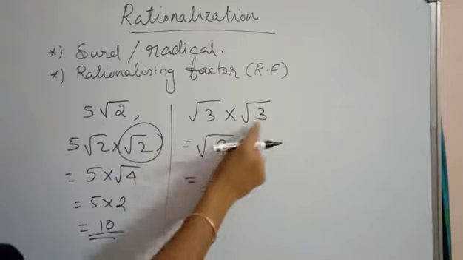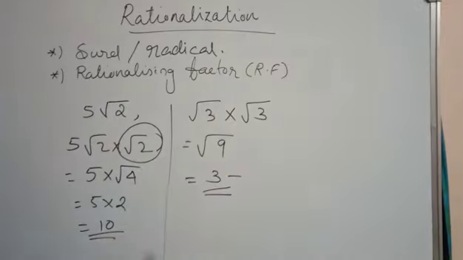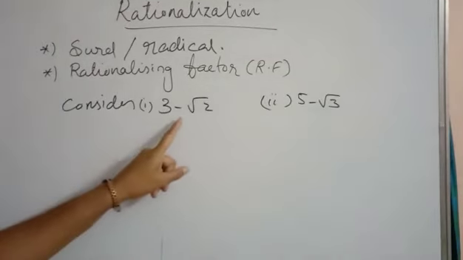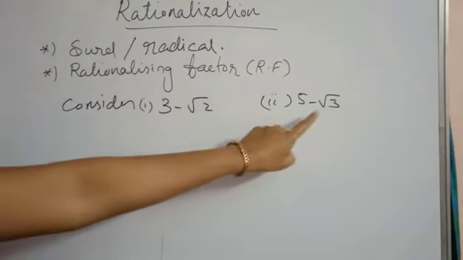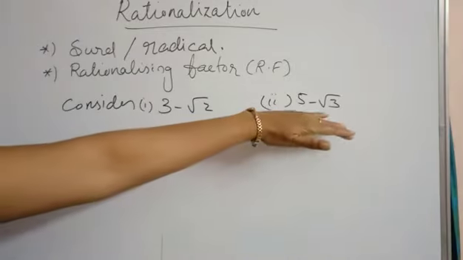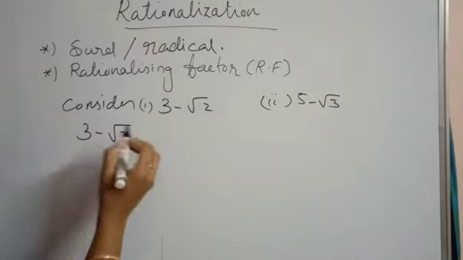Therefore, we can say that square root of 3 is a rationalizing factor of itself. This is what the rationalizing factor is. Consider 3 minus square root of 2 and 5 minus square root of 3. Let's find the rationalizing factor for these two expressions. First, let's consider 3 minus square root of 2.